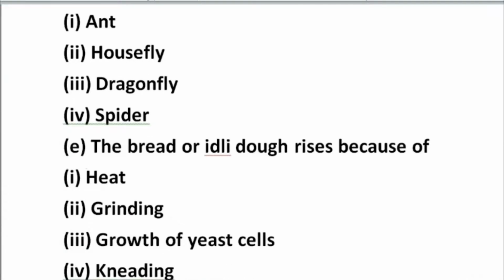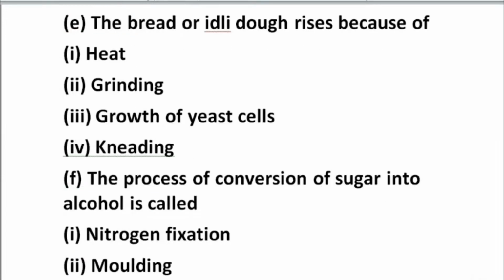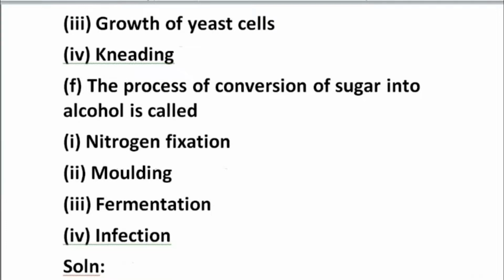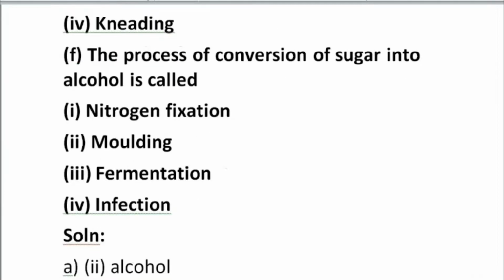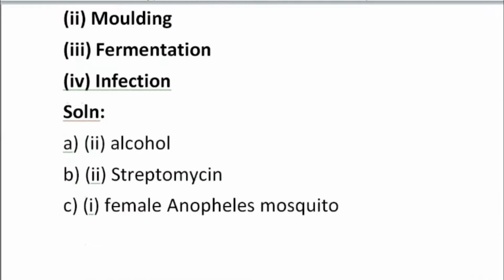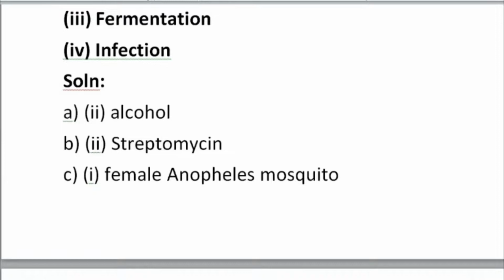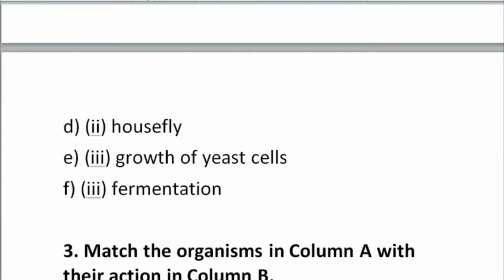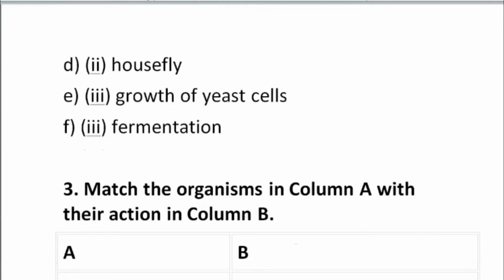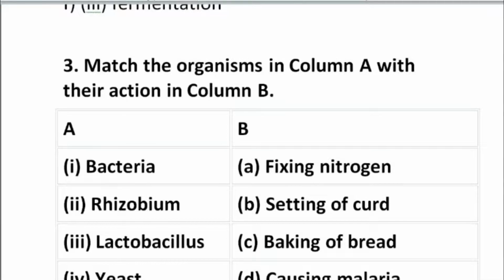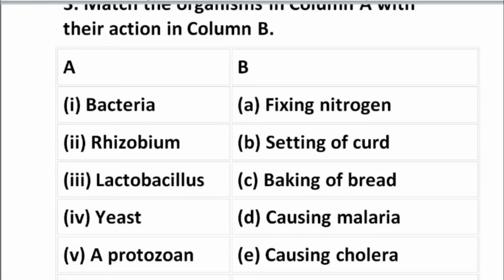The bread or idli dough rises because of heat, grinding, growth of yeast cells, kneading. The process of conversion of sugar into alcohol is called nitrogen fixation, molding, fermentation, infection, solvent. Answers: A. Alcohol. B. Streptomycin. C. Female Anopheles mosquito. D. Housefly. E. Growth of yeast cells. F. Fermentation.